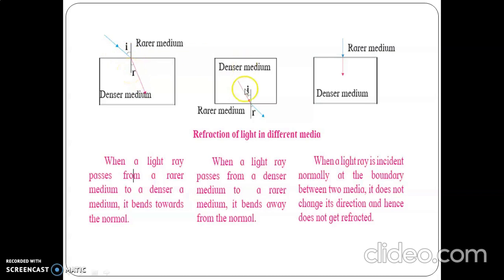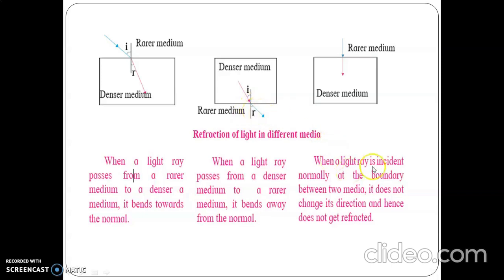Now second case. When a light ray passes from a denser medium to a rare medium, it bends away from the normal. Now, this is a glass slab, this is air. So now the light ray is coming out from the glass slab and going to air. That is, from denser, when it is going to rare, it bends away from the normal. As you can see, this is my normal and the blue colored ray, the refracted or emergent ray, is moving away from the normal.